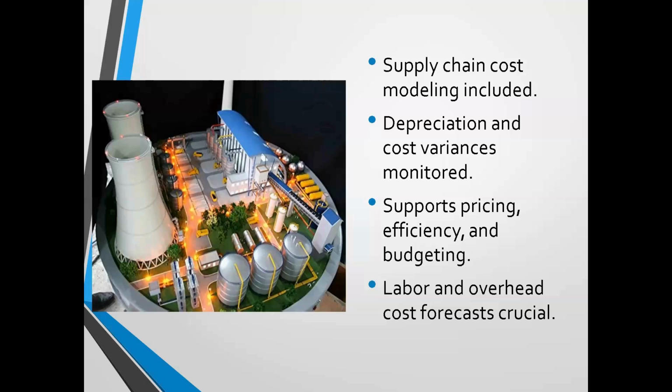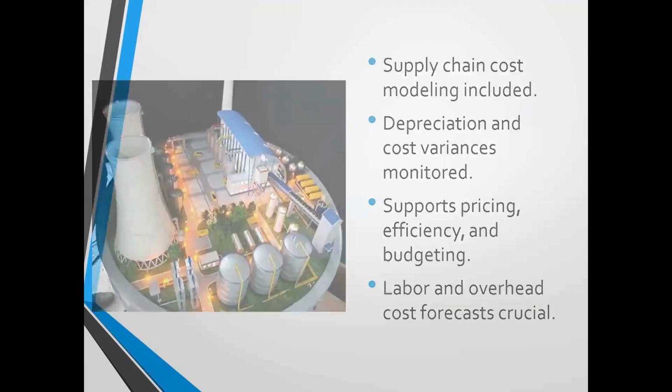So it focuses on production capacity, cost of goods sold, and inventory levels to track efficiency. It includes capital expenditure, fixed asset planning, and working capital needs. Models include supply chain and logistic costs to evaluate profitability. Depreciation, raw material prices, and cost variance are regularly monitored. It is used for pricing decision, budgeting, and operational planning.